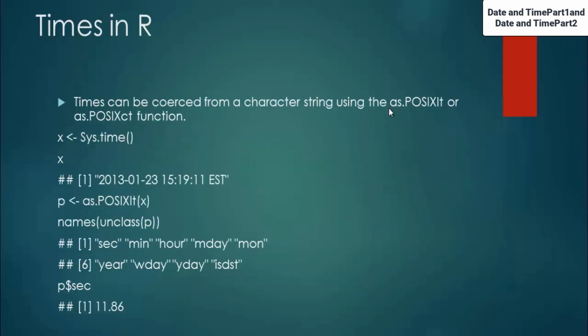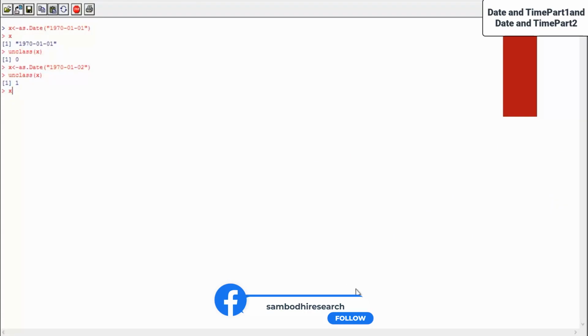Now let's see some examples for using times in R. Times can be coerced from a character string using the as.POSIXlt or as.POSIXct function. There is a function called Sys.time. It will give the local system time. We are putting that Sys.time into a variable, so let's say we have a variable called x where we have Sys.time.